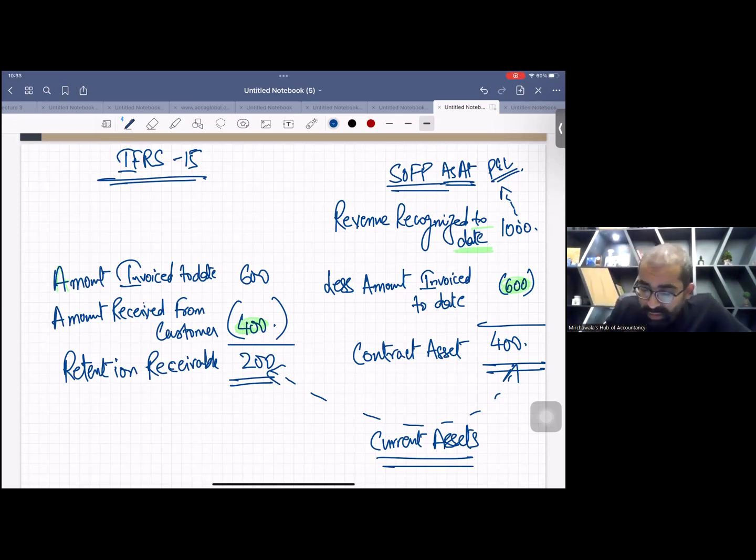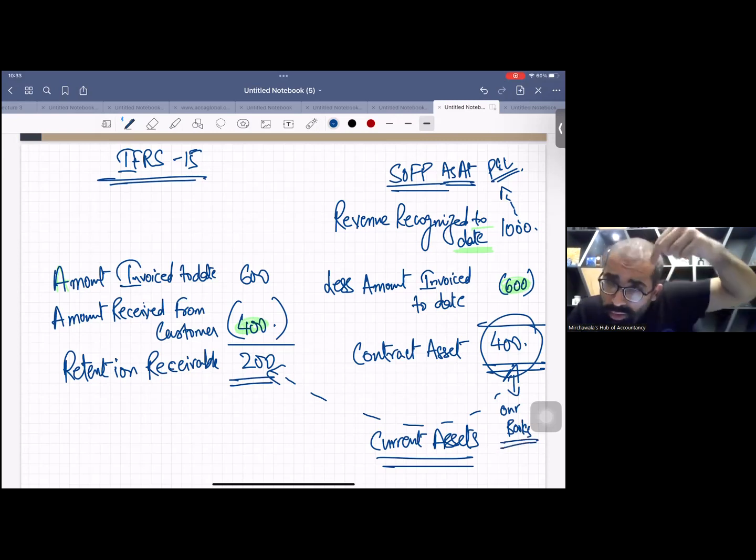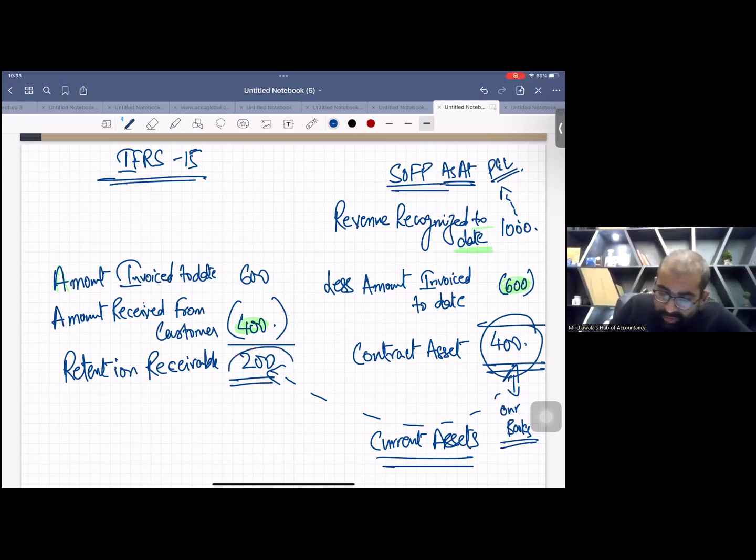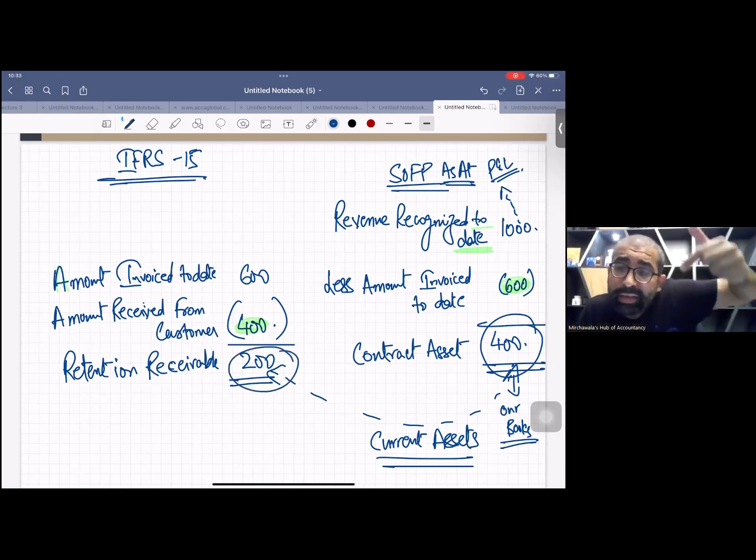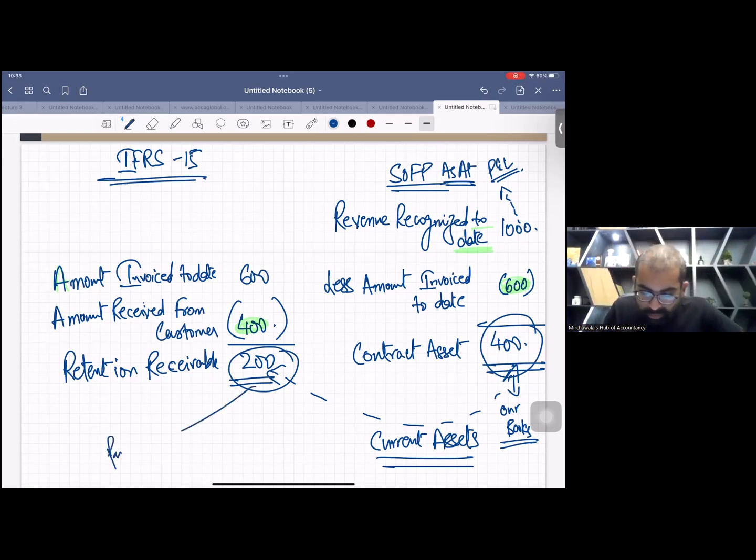Listen, this contract asset is only in our books. The customer doesn't know anything about it. But this retention receivable is a receivable in our books, and this is a payable in the customer's books. There is a corresponding payable in the customer's books. I repeat, for this 400 contract asset, only we know, this is our internal working.